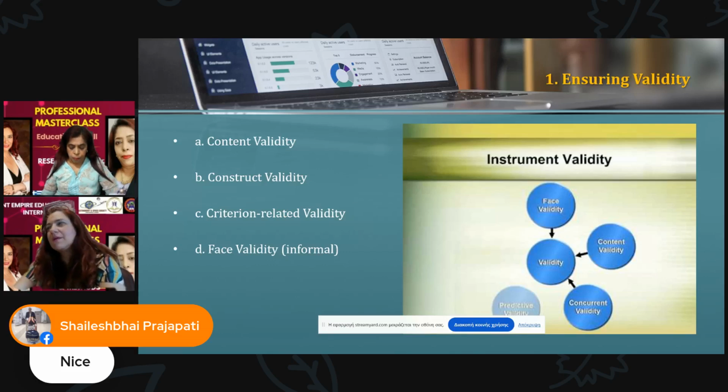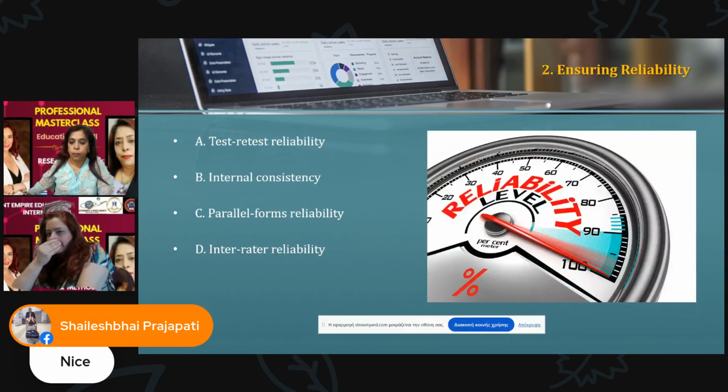test scores with other validated instruments, what we call concurrent validity, and comparing results with future performance, what we call predictive validity. Face validity, when the test appears to measure what it's supposed to, how to ensure it: by asking for feedback from students and experts, ensuring test instructions and items are clear and purposeful. And how to ensure reliability. What is reliability, first of all?